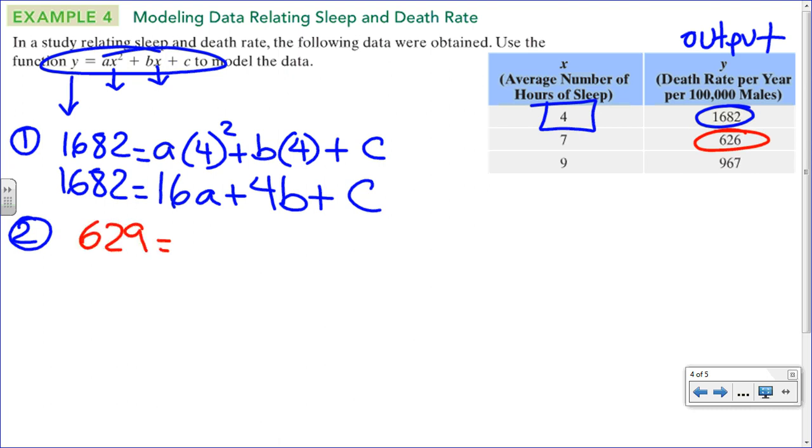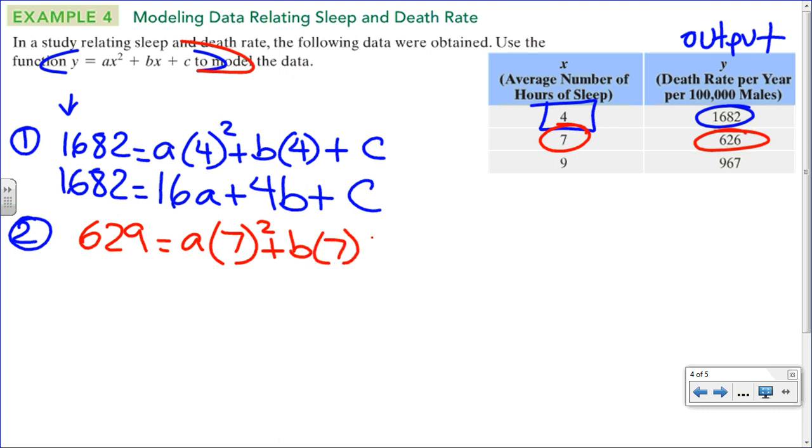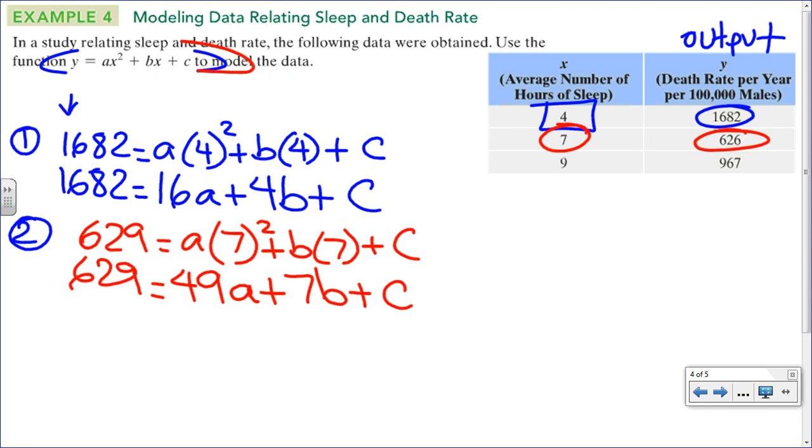And we will substitute the x with a 7. So that will be a, following this model right here, a times 7 squared. Why am I squaring it? Because that is part of the quadratic formula. Plus b times 7 plus c. After simplifying it a little bit, we will get 629 is equal to 49a plus 7b plus c.